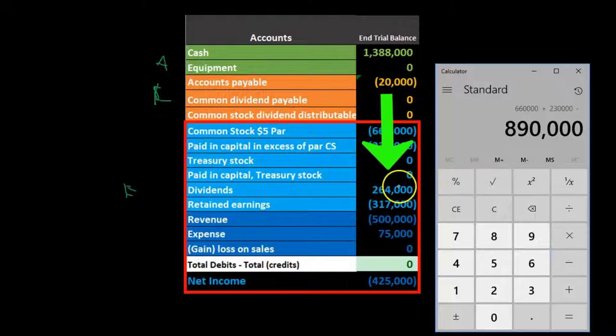$230,000 minus the dividends. I'm going to break out the dividends separately. Look at its contra. It has a debit balance, and the credits are going to win. So minus the dividends of $264,000 plus the retained earnings, which is a credit of $317,000. Plus the revenue, $500,000, minus the expenses, which are a debit, of $75,000.